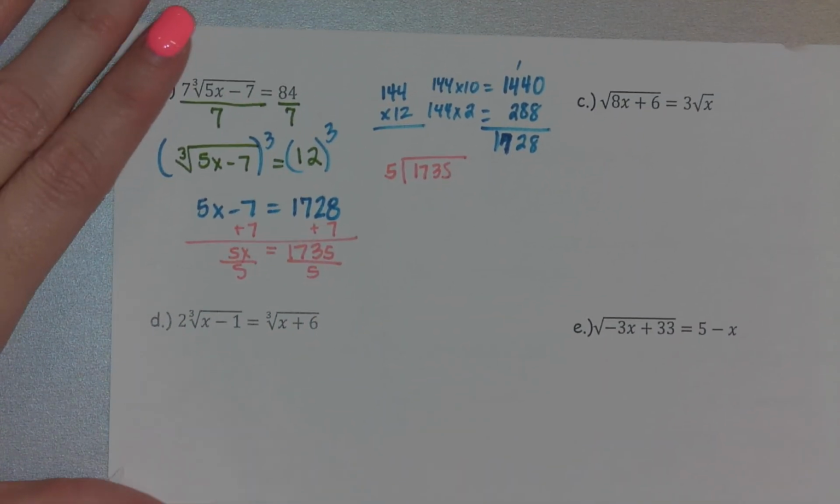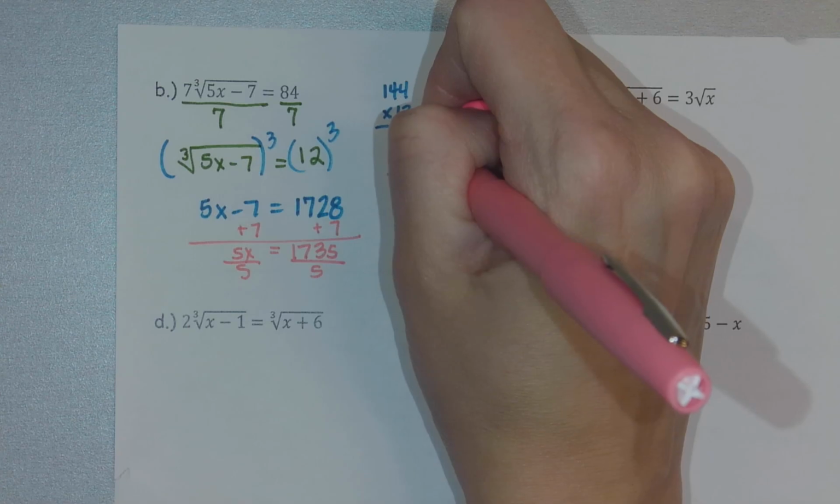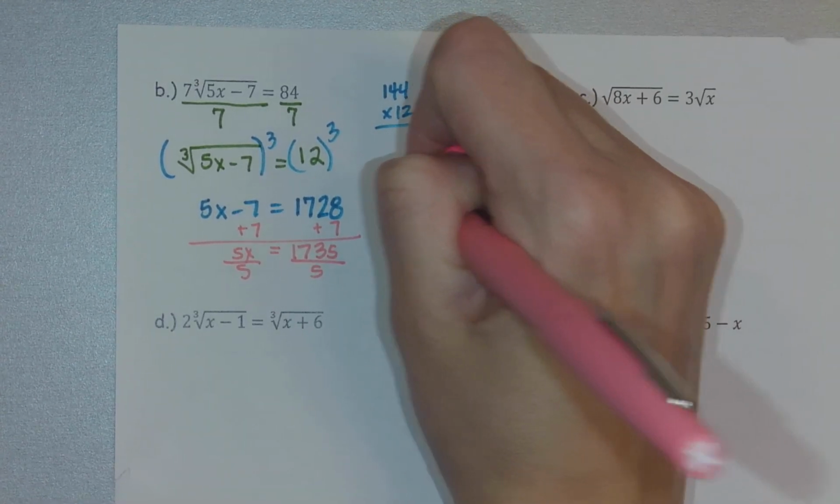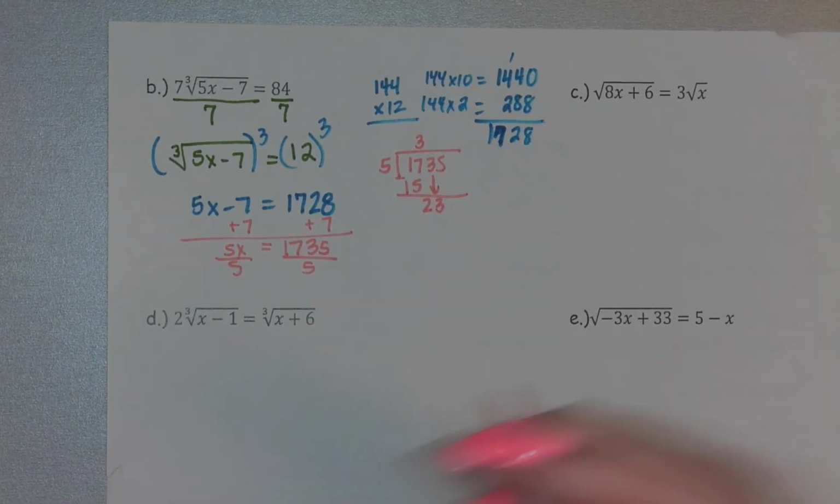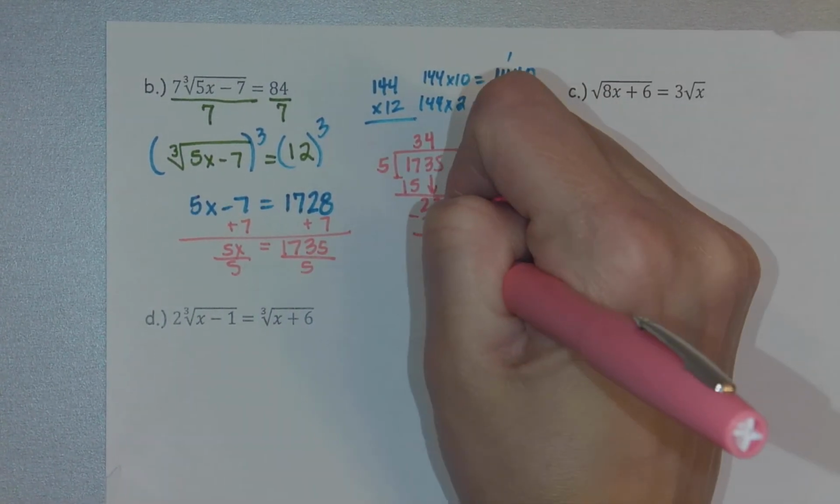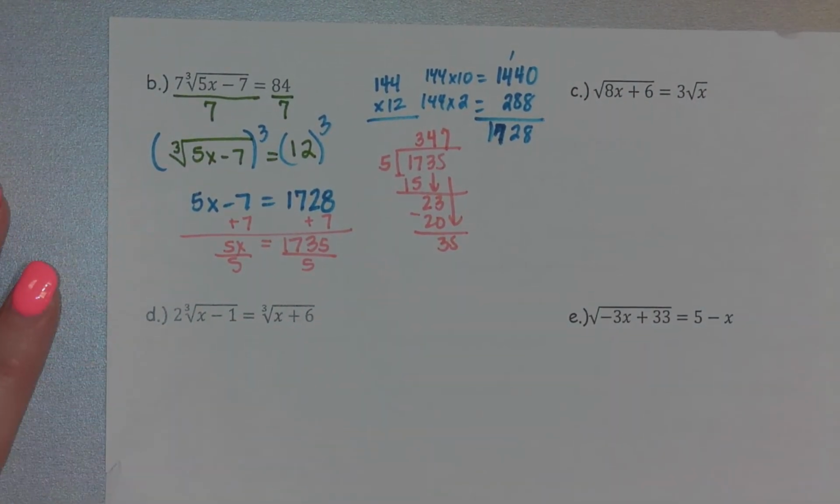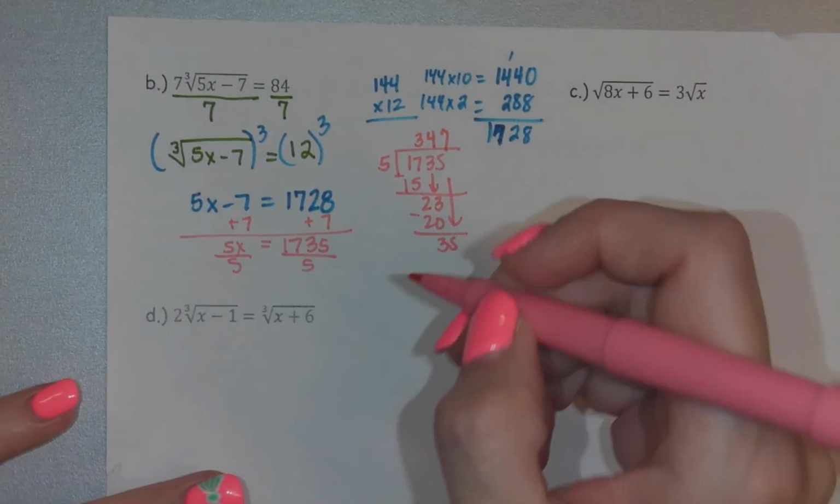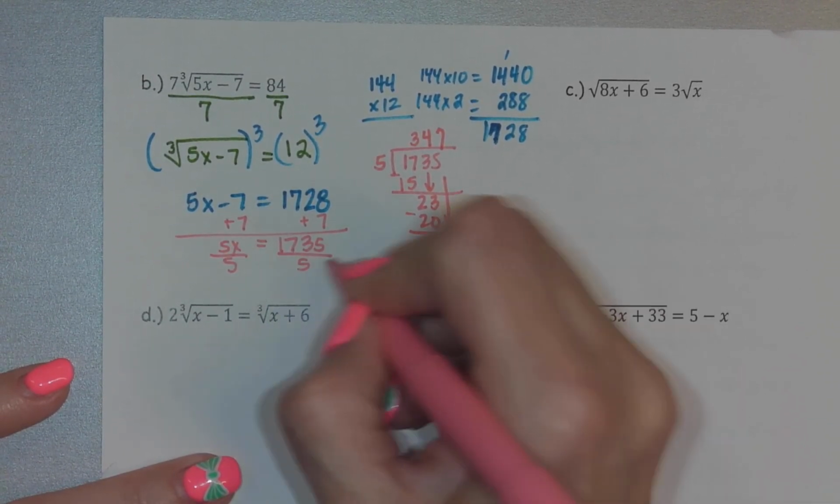Okay, so 5 goes into 17 how many times? 3. 5 goes into 23 how many times? 4. And 5 goes into 35. Yep, so your x is going to be 347.